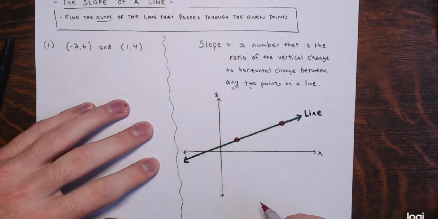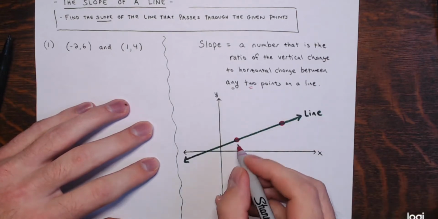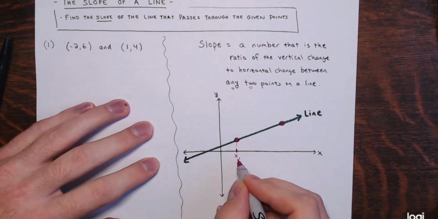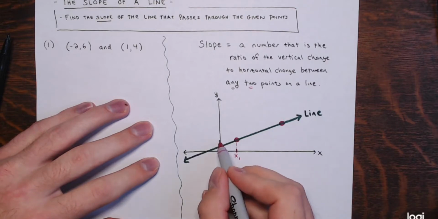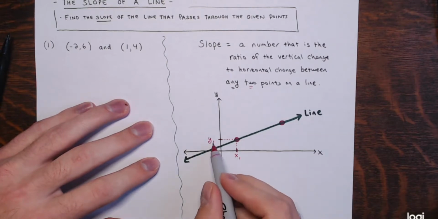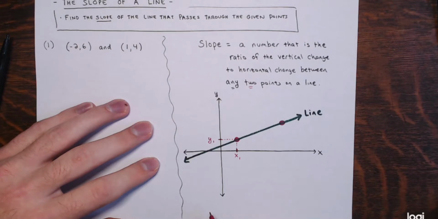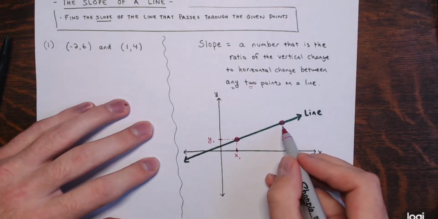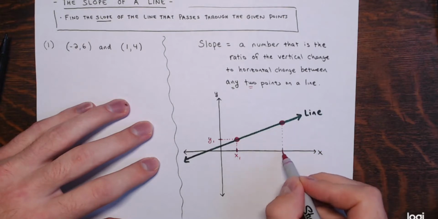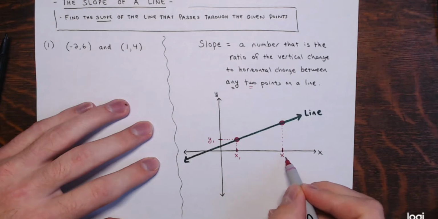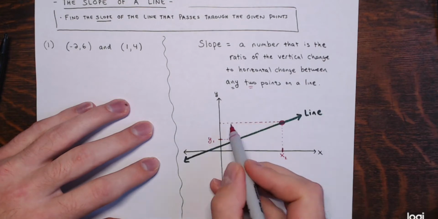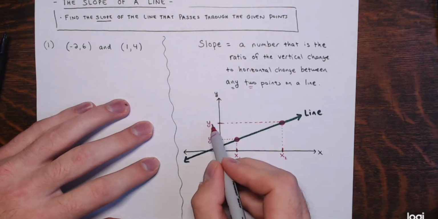And these points have coordinates. So let's say this first point has coordinates x1, for the x coordinate of the first point I chose, and say it has a y coordinate of y1, for the y coordinate of the first point I chose. And then this second point I chose has an x coordinate of x2. It also has a y coordinate. Say the y coordinate of that second point is y2.